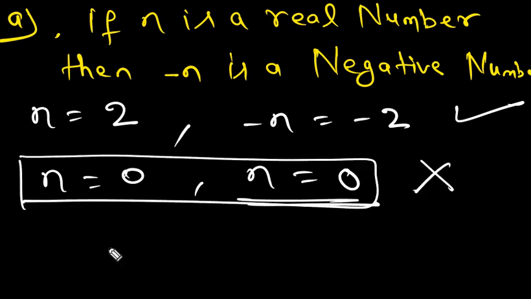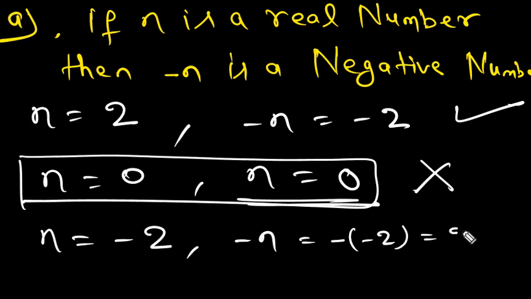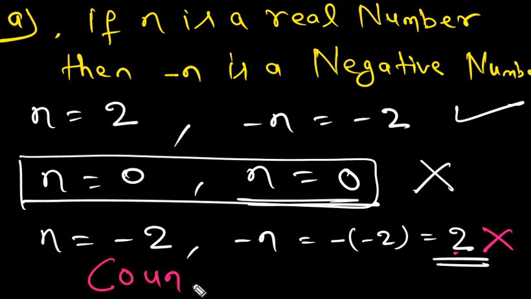Okay, let's try one more. Give me any another number. Negative 2. So if I do negative n, it means negative 2 will give you positive 2. Is this a negative number? So again, this will be your counter example. Did you guys understand this? Any problem? Yes, any problem?